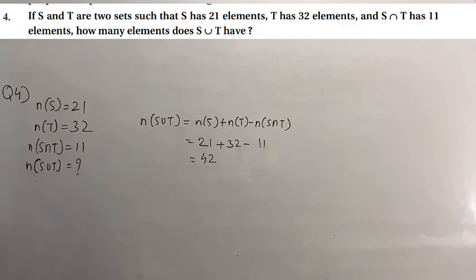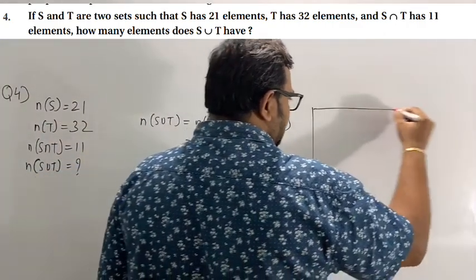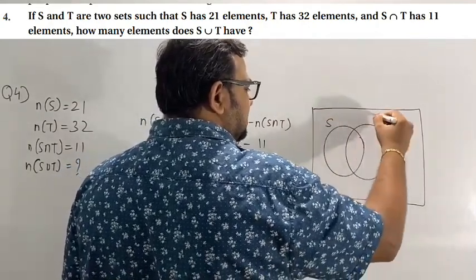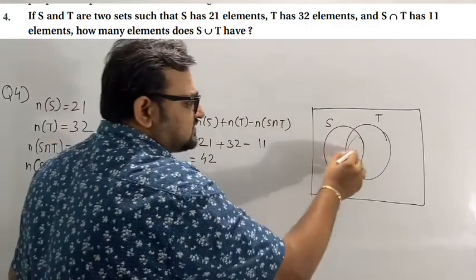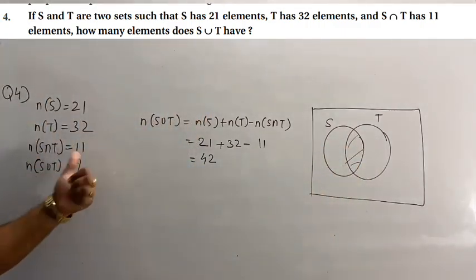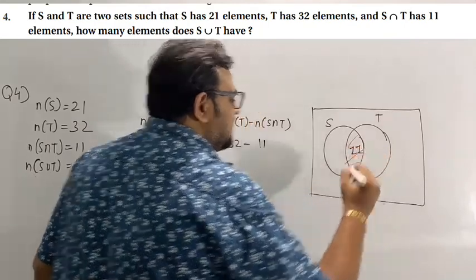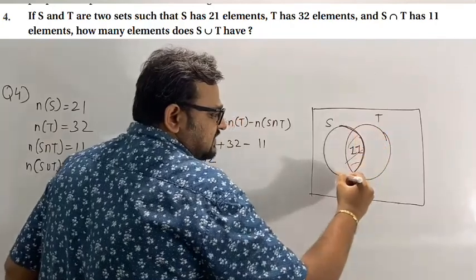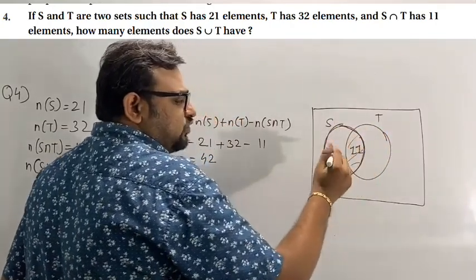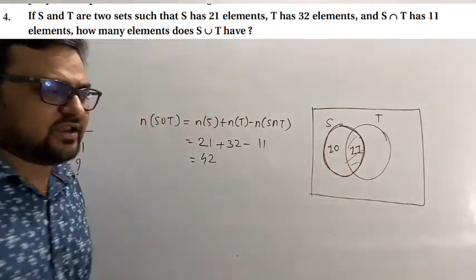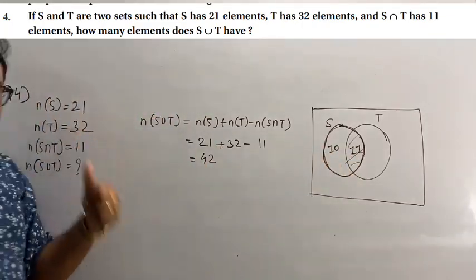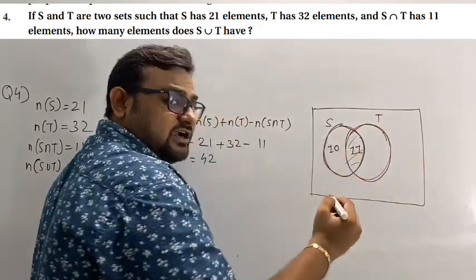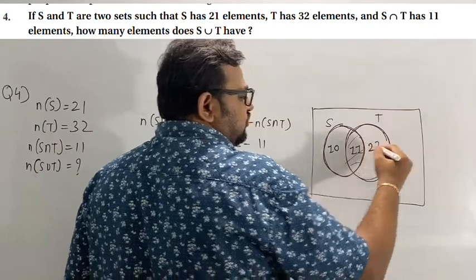Clear? You can also solve it using a Venn diagram in this way. S, T. Now this is the common section. How many elements in S intersection T? 11. How many elements is S having? 21. So see, this is set S. It already included 11 and total 21. So 11 plus 10 is 21 in S. T has 32. So this is set T. It already had 11 and total 32. That means it will be equal to 22.